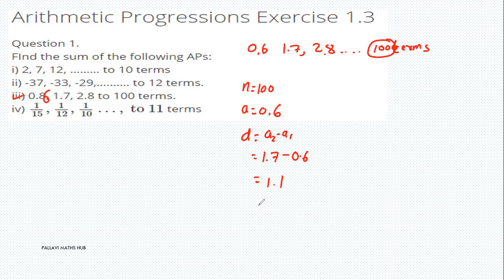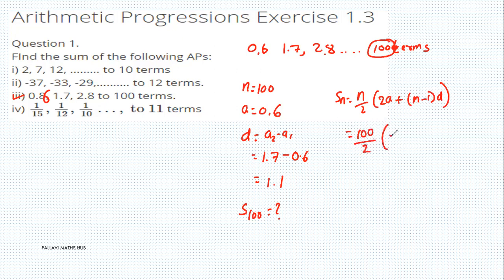Next, N is equal to 100. You need to find out S100 is equal to question mark. So the formula Sn is equal to N by 2 into 2A plus N minus 1 into D. Now substitute the values. The value of N is 100 divided by 2 into 2 into the value of A is 0.6 plus the value of N is 100 minus 1 into the value of D is 1.1.